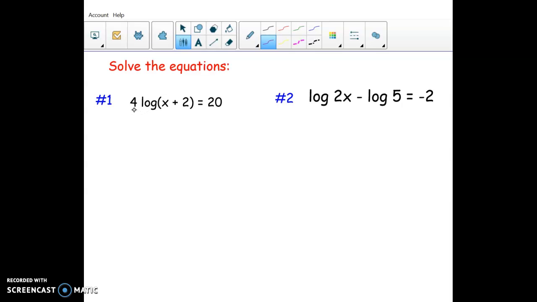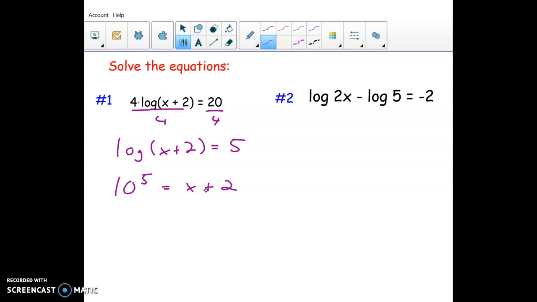All right, number one, there's a times 4 out front, so we've got to divide by 4 to start. So we get log of x plus 2 equals 5. Okay, and now our base is this 10 here, right? It's an invisible 10, so I'm going to switch forms now that this is a single log, since the 2 is part of that log. I'm just going to switch it to base 10 exponent of 5 equals x plus 2.